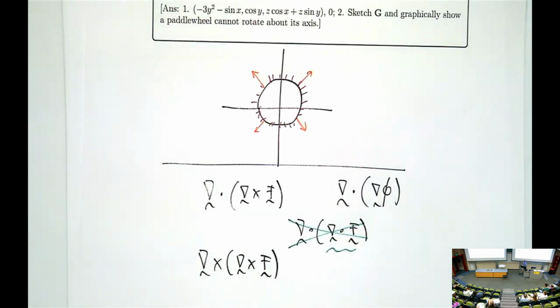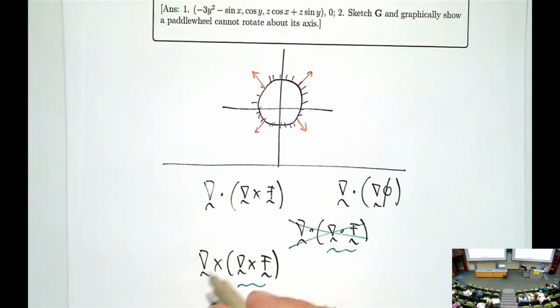How would you pronounce that? Anyone? Curl curl? Curl curl F? Does it make sense? Let's think about it. That's going to be a vector. Can I cross something with a vector? Yes. So it's like the rotation of the rotation. We're getting a bit abstract now.